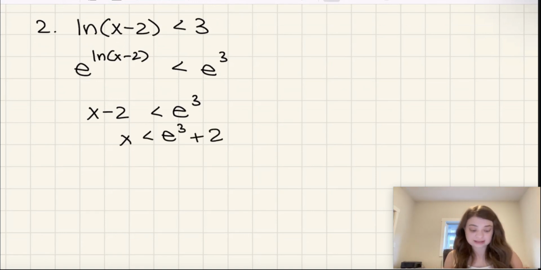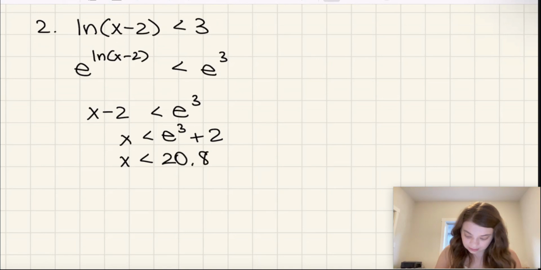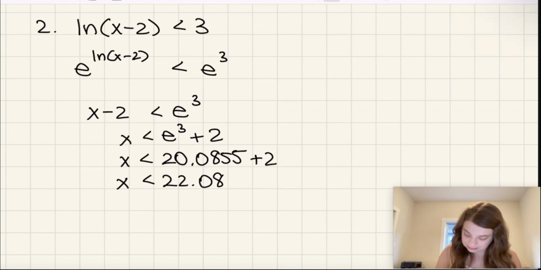And so that would be approximately 22.0855. So x must be approximately less than 22.0855. Now, this is not exact. This is an approximation that we've done here because keep in mind that e is irrational.